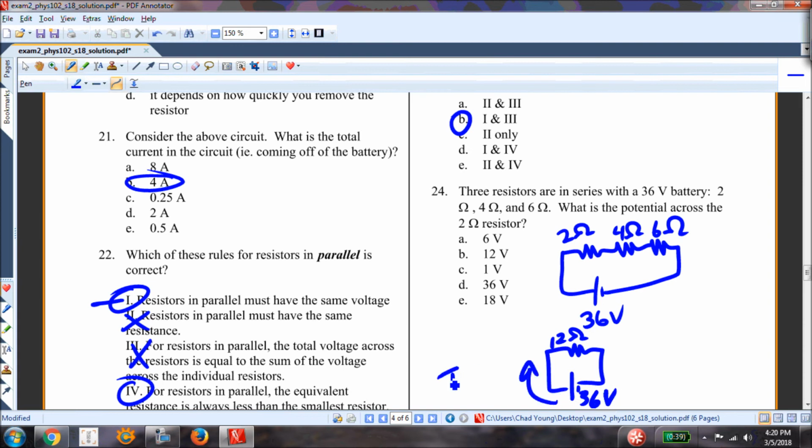That means I have a current equal to V over R, or 3 amps. So I have 3 amps through each of those resistors in series. If I have 3 amps here, I have 6 volts. So A is the right answer for 24.